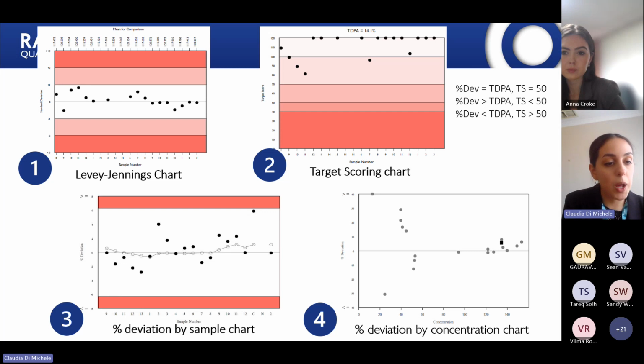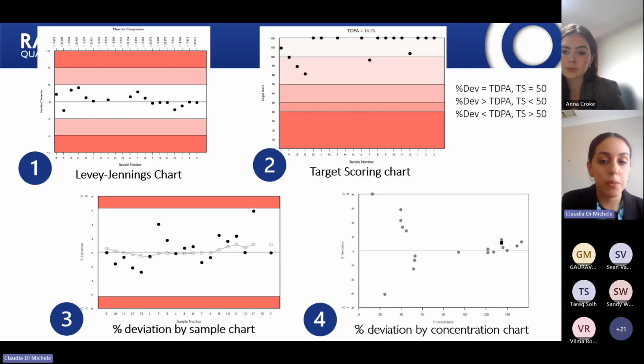The next chart I've put up is the percent deviation by sample chart. Your result will be compared to preset acceptable limits. These limits are preset to RIQAS target deviation limits, but you could also change these to biological variation or another national EQA acceptable limits of performance. The points within the white area mean that they have fallen within the acceptable limits for this parameter.